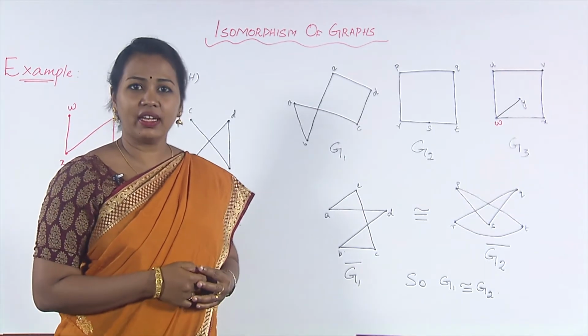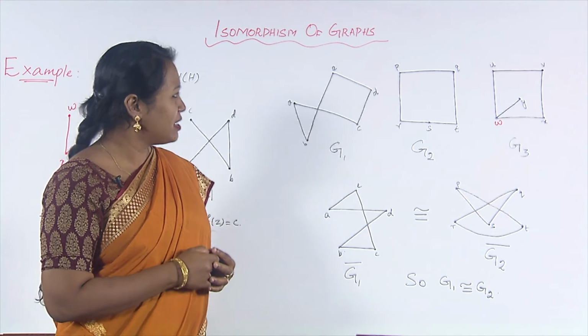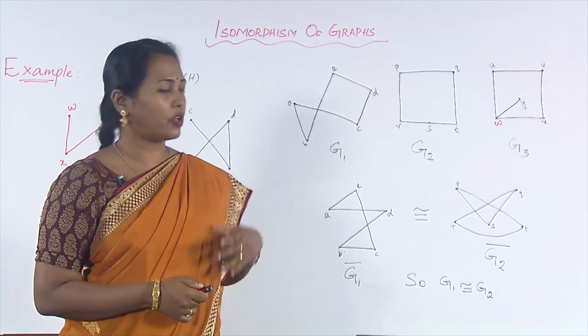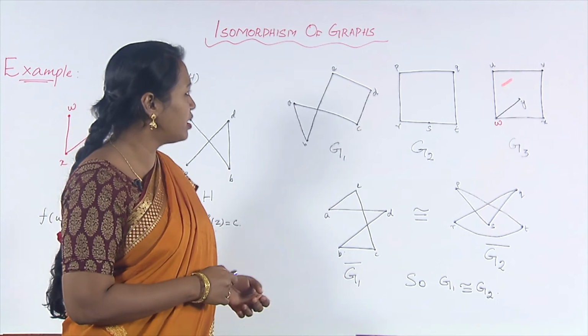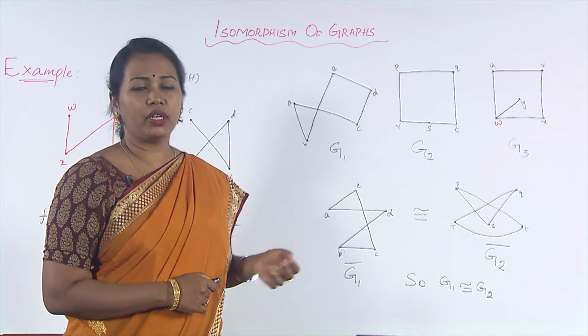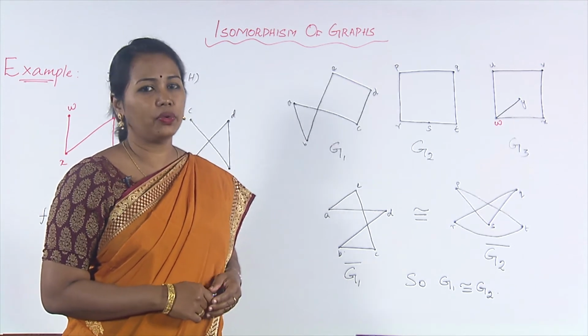Now that we have seen isomorphic graphs, let us see which graphs will be isomorphic to each other. The very interesting question here is: given a collection of graphs, are we able to determine which two graphs are isomorphic to each other?